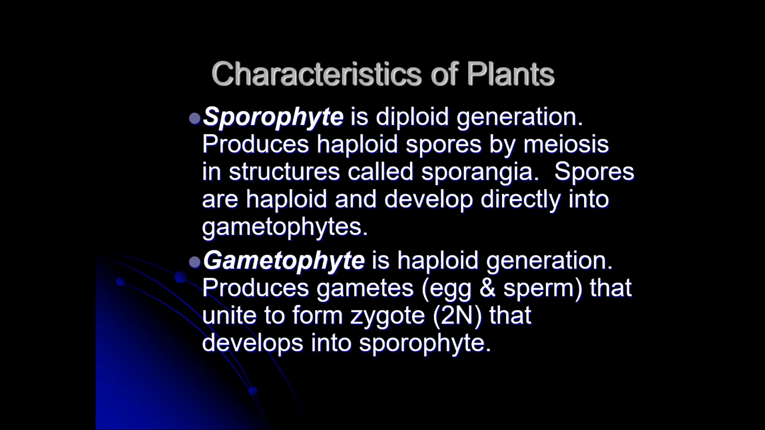And the structures that produce those are called sporangia. Spores produced in sporangia. That sounds kind of similar to our fungi, doesn't it? These spores are haploid, develop directly into gametophytes. Now, the gametophyte is the next generation. It's a haploid generation. All of the cells that make up this structure are going to be haploid, have half the chromosome number.